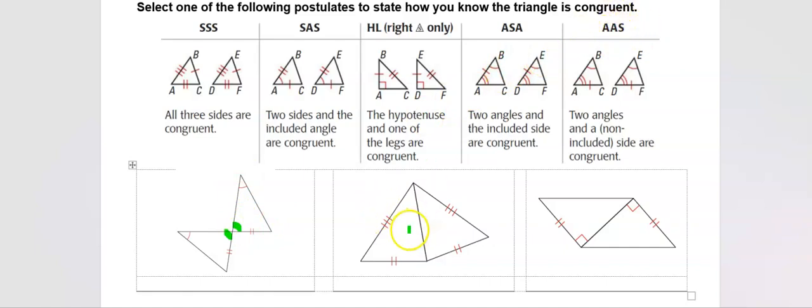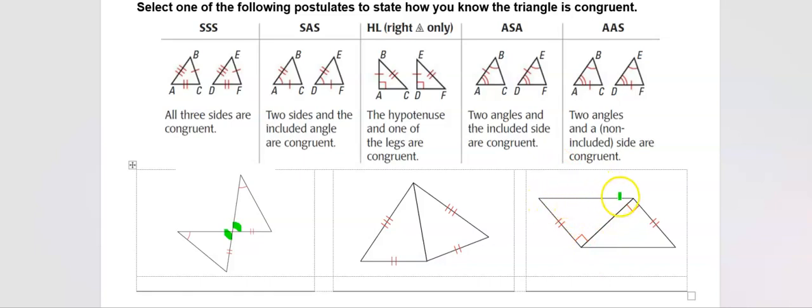Same with this one, we're going to have to mark up this shared side. So this is the same measurement for both triangles. So we have a side, side, side. Remember, it's important to mark this up before you determine, because you notice each shape has 3 markers to determine what postulate it is, because a triangle has 3 sides.